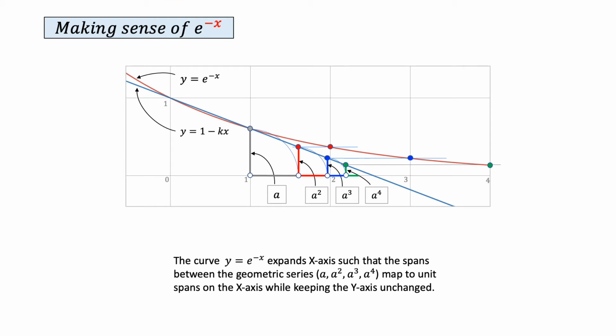Of course, e to the power minus x is equally beautiful. What we see here is a geometric construction of the exponential curve through a close relationship of the curve with a sloping straight line.